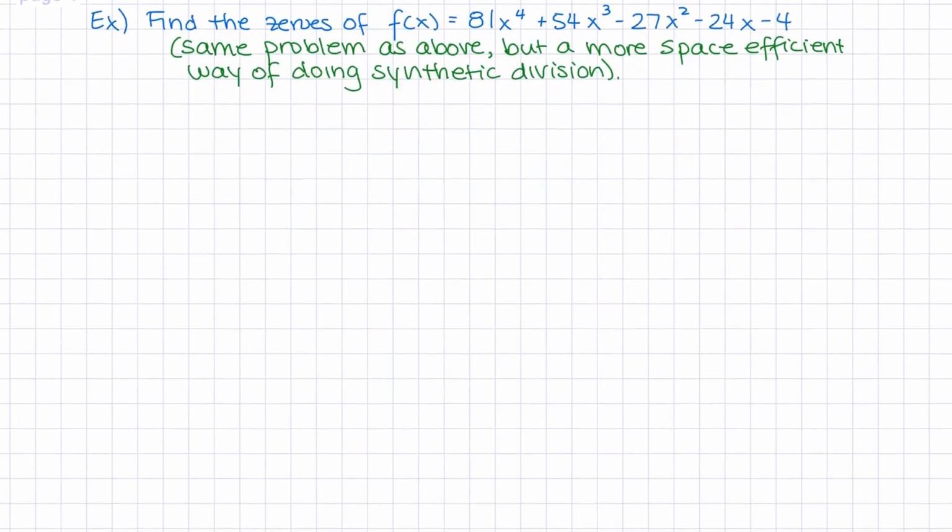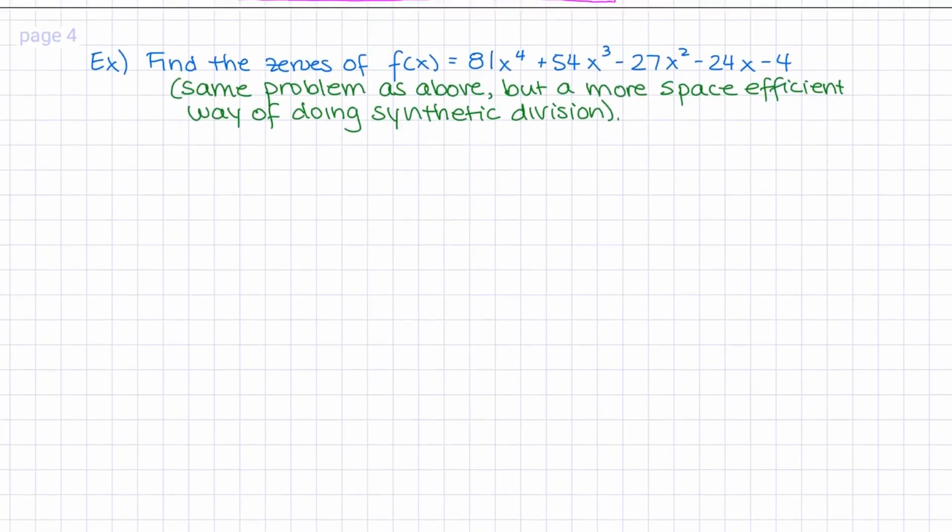So that's what we're going to do. So here's the problem again, and I'm going to try the same exact numbers, and you're going to see how this works. You still set up your coefficients, 81, 54, negative 27, negative 24, negative 4. And again, if you had any placeholders of zeros that you needed to write, you would put those. Now, I'm going to kind of make a table instead. And I'm going to try 1.